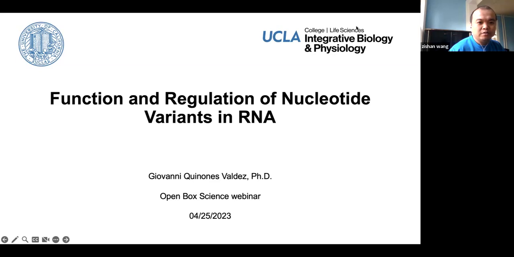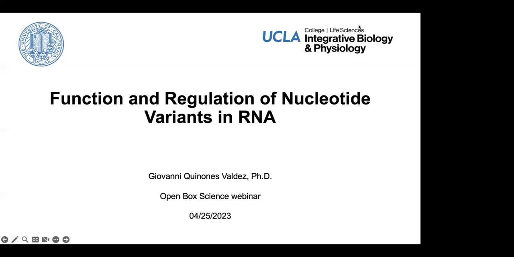Giovanni obtained his bachelor's degree from the University of Florida and PhD from UCLA. Currently, he is a postdoc at UCLA, investigating the regulation of RNA processing using third generation sequencing data. Here is a fun fact about him: his very first research-related task was to water plants.